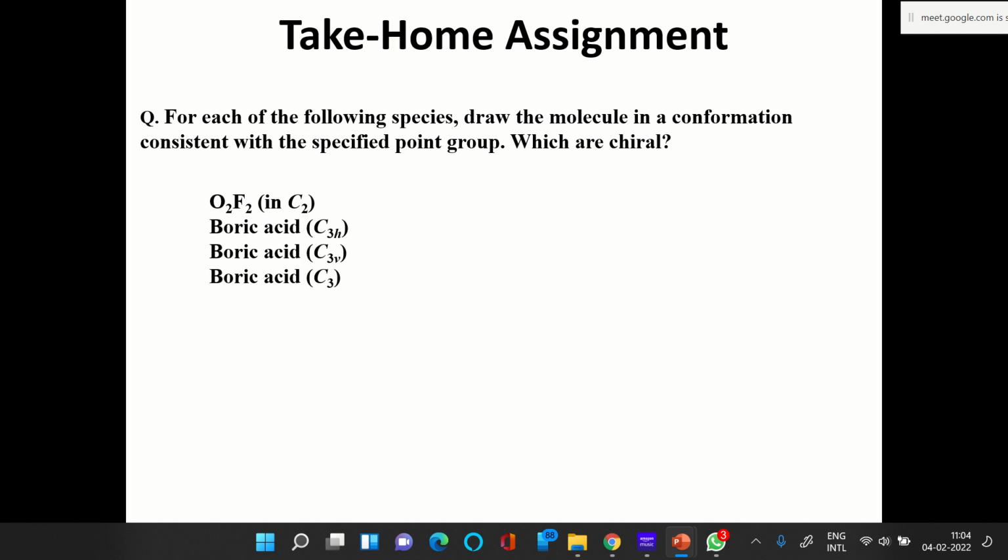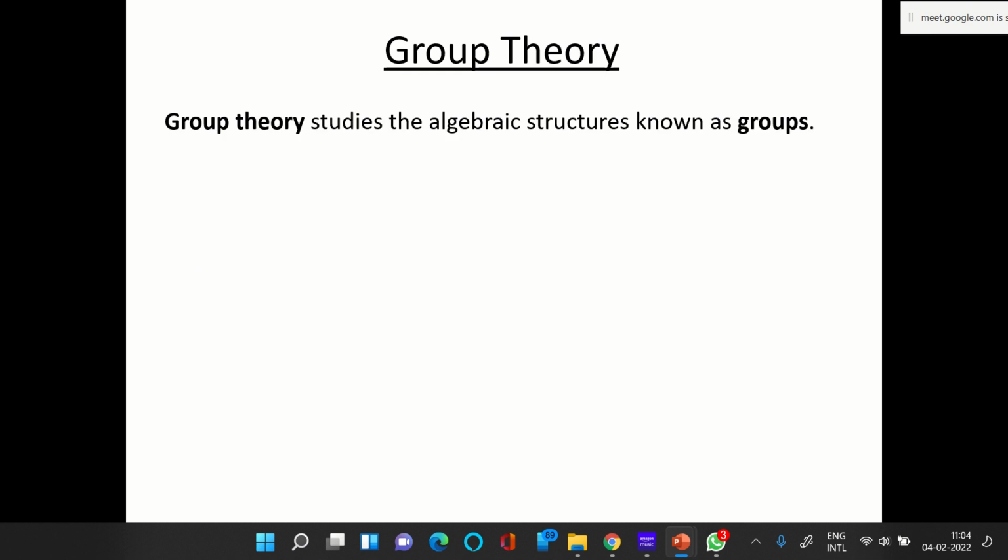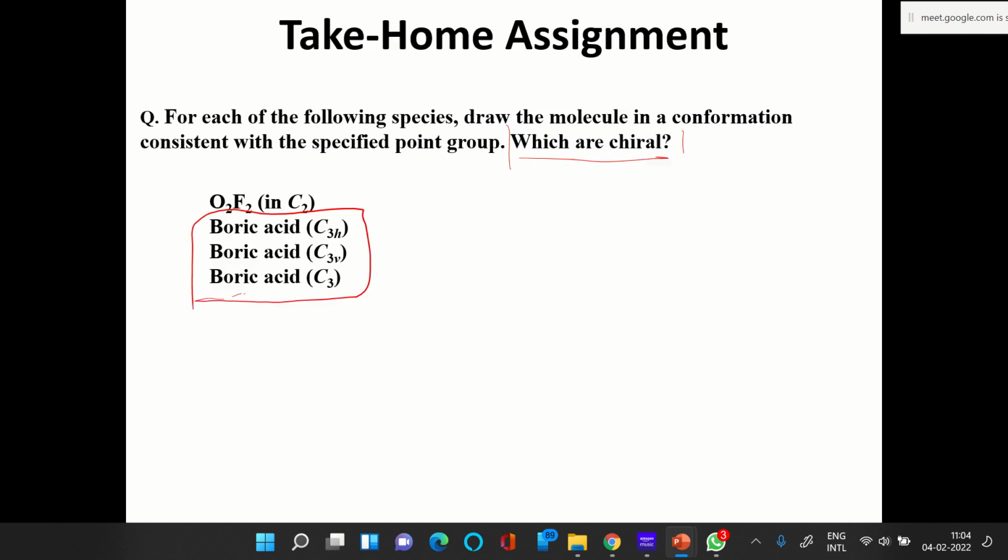Now you can work out some of the assignments. Draw boric acid in 3 different conformations. You have to draw boric acid. Which one is chiral, and then tell us which one will be chiral, which will not be chiral, how and why. Also O2F2. We'll start with group theory, the mathematical part, in the next class.